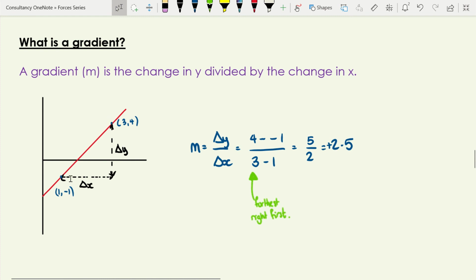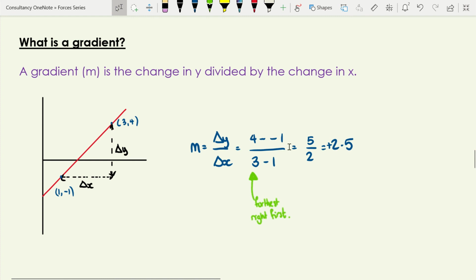So I've picked two completely arbitrary values on this line. Sorry, it wouldn't matter where I picked them. I should get the same gradient anywhere. And what you work out is we do the change in y divided by the change in x. You can see here, our y coordinate over here on the right hand side is 4. The y coordinate over here on the left hand side is -1. So I do 4 minus -1 there. So we always put the furthest right coordinate first and the furthest left one second here. So that's why I've done 4 minus -1.